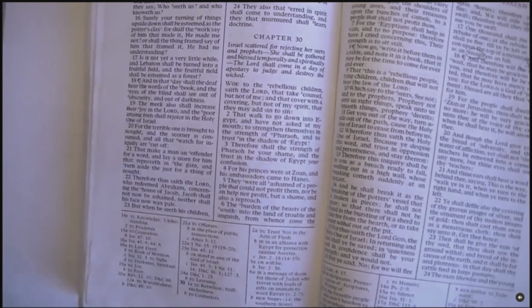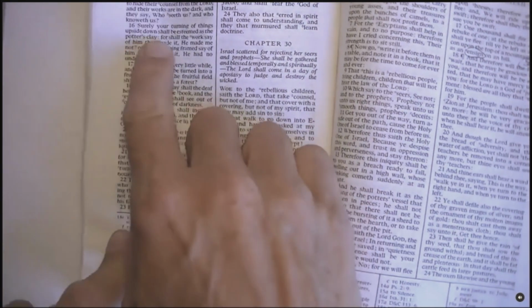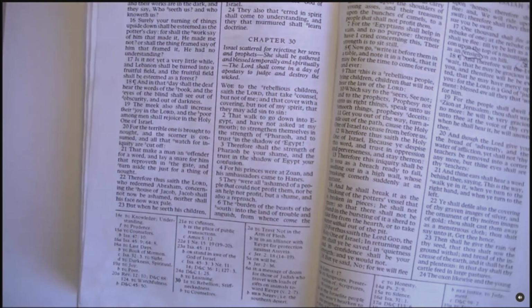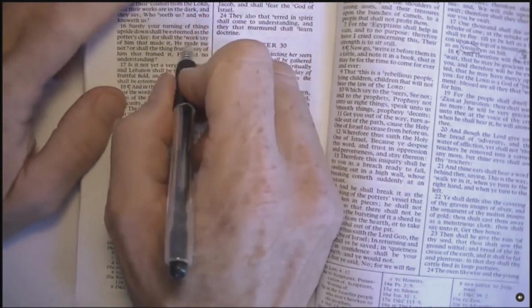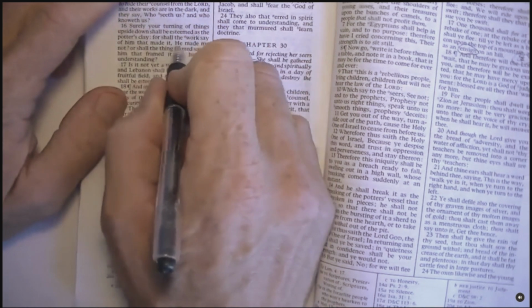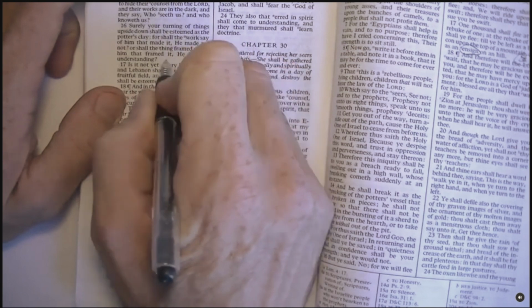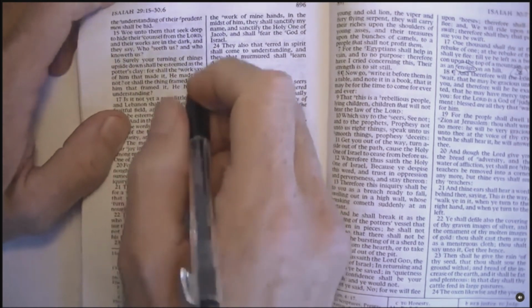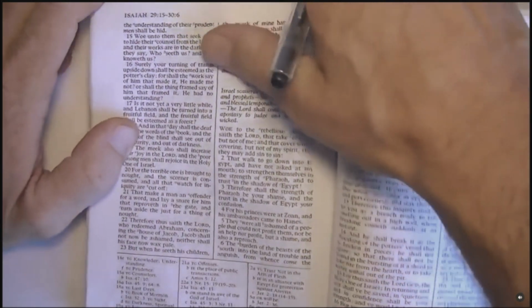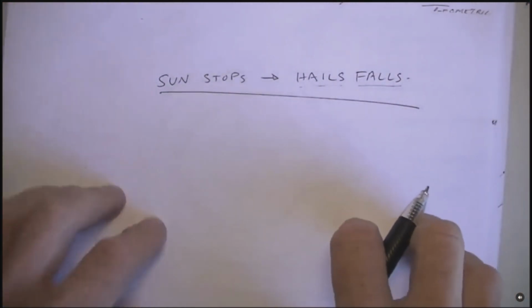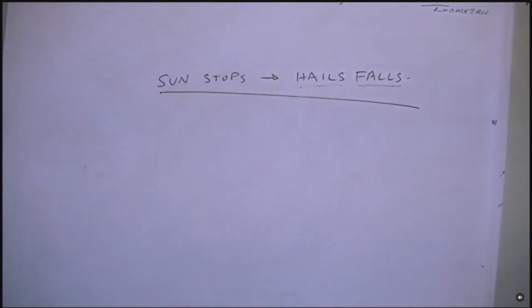Okay, it was verse 29:16. Surely your turning of things upside down shall be esteemed as the potter's clay. For shall the work say of him that made it, he made me not? Or shall the things framed say of him that framed it, he hath no understanding? So basically, man has turned things upside down. Man has turned the world, the earth, the universe, inside out and upside down. Okay, going back to hail falling.